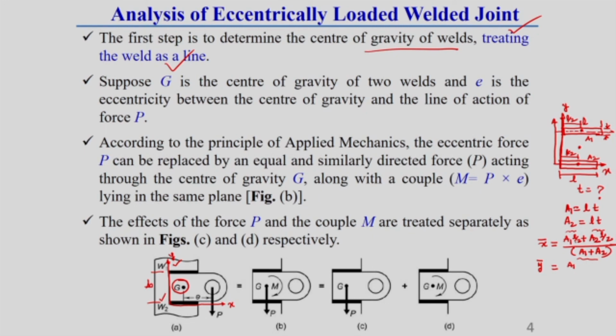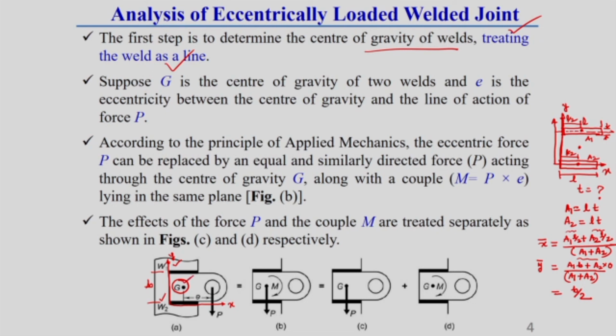So, A1 into B, and as the x axis is passing through the center of the second weld, you only consider A1 into B divided by A1 plus A2. As A1 and A2 are the same, this will be B by 2, because the distance for A2 is 0, as the x axis is passing through its CG. So, y bar is B by 2. That is the way we can find out the overall CG, G.